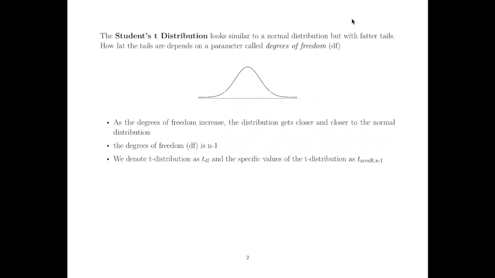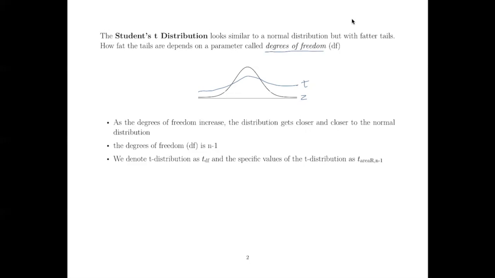So the standard normal distribution, let's say it's something that looks like this. Oops, I got that wrong. So let's say that's the standard normal distribution. The student t-distribution is going to look something like this, right? So it's going to have slightly fatter tails. That's one way to sort of think of it. And the fatness of the tails is going to depend on a parameter called the degrees of freedom.